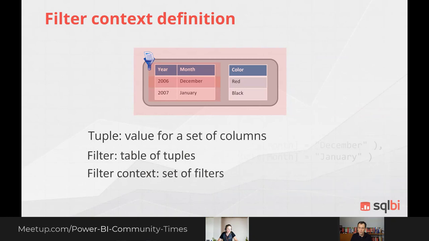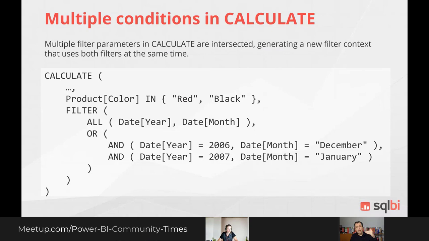In each CALCULATE statement, you can specify multiple filter conditions. Each filter condition generates a table. Each table is a filter in the filter context. It is combined with the existing filters according to the rules that we specified before: override the existing filter, or combine with the existing filter if you use KEEPFILTERS.